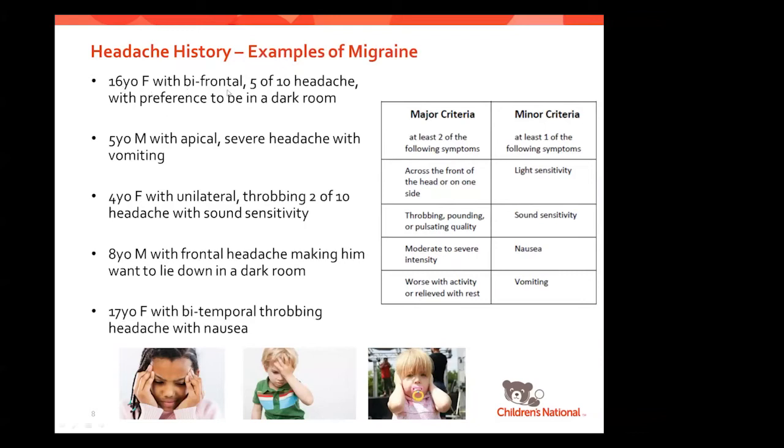So a 16-year-old with bifrontal 5 out of 10 headache is now a frontal moderate intensity with preference to be in a dark room, just demonstrated light sensitivity. They just had 3 of those symptoms, they're migraine. A 5-year-old male who has headaches that are apical.